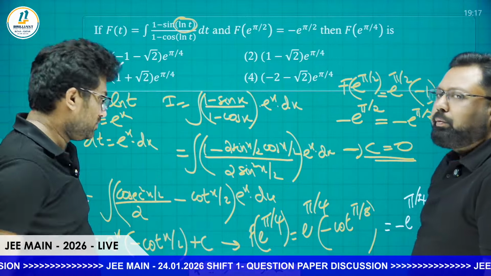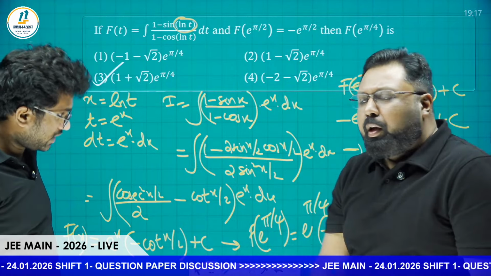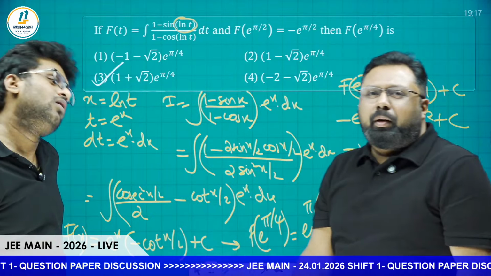Cot pi by 8 is root 2 plus 1. Directly, if you know the value, it's okay, it's good. Otherwise, remember these are half angles of pi by 4. Exactly. Pi by 12, pi by 4. These are very common questions.